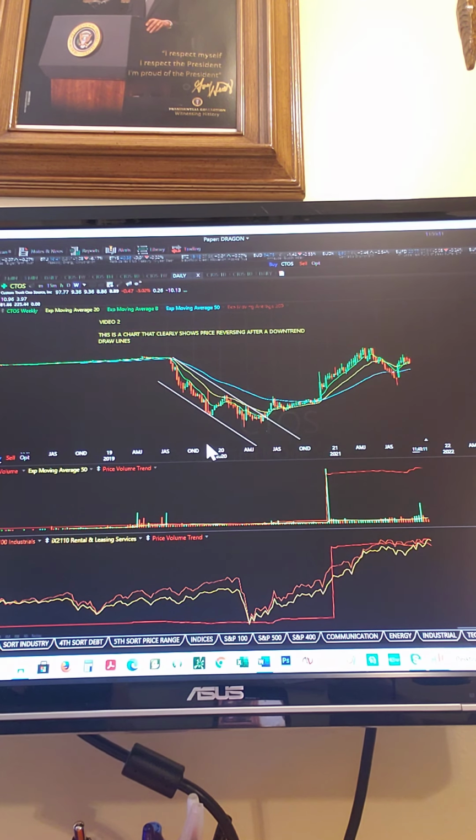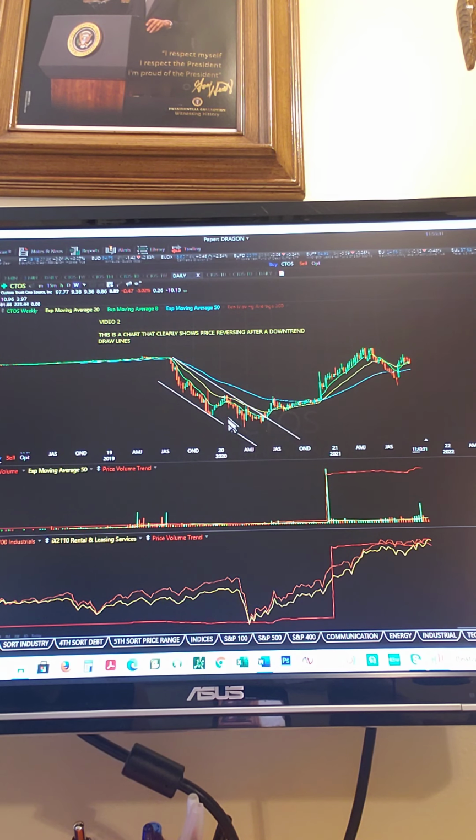That was a downtrend. And then you see what it did, it reversed. It reversed. That's what you look for when you look for a chart reversal. If you're interested in a chart that's in a downtrend, what you should be looking for is a reversal.